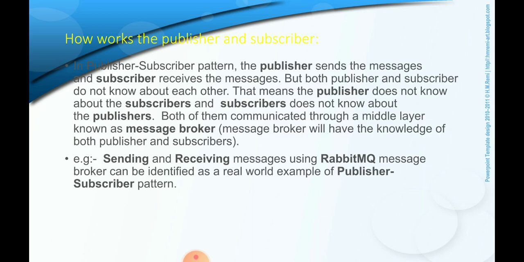How does the publisher and subscriber work? In the publisher subscriber pattern, the publisher sends the messages and the subscriber receives the messages, but both publishers and subscribers do not know about each other. That means the publisher does not know about the subscribers and the subscriber does not know about the publishers. Both of them communicate through a middle layer known as a message broker. The message broker will have the knowledge of both publishers and subscribers. An example is sending and receiving messages using RabbitMQ. Message broker can be identified as a real-world example of the publisher and subscriber pattern.